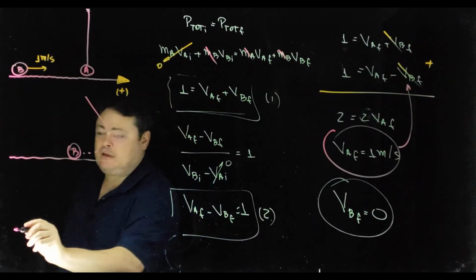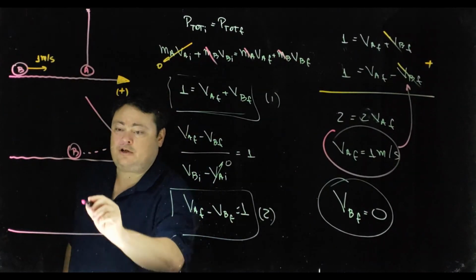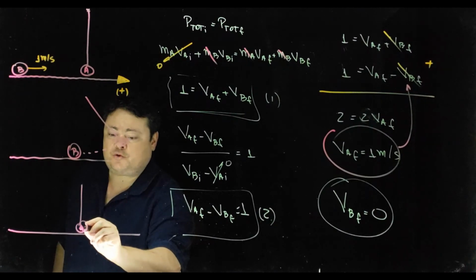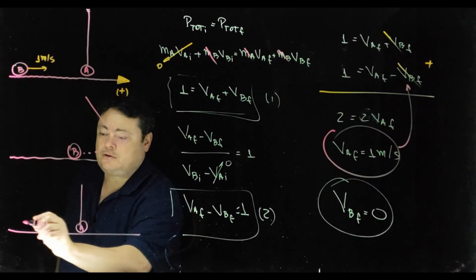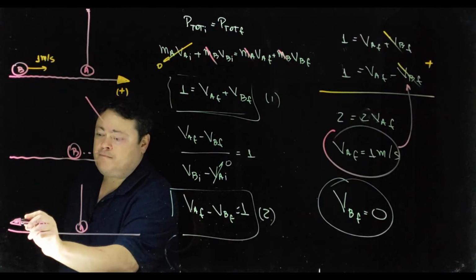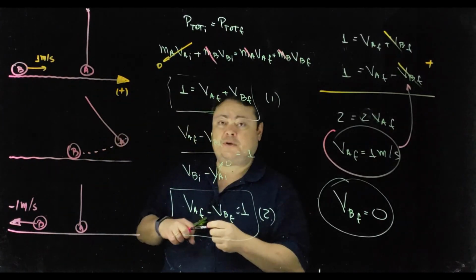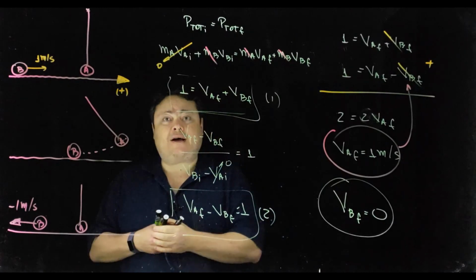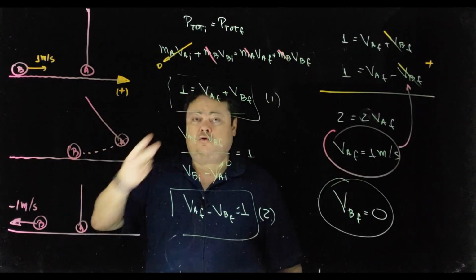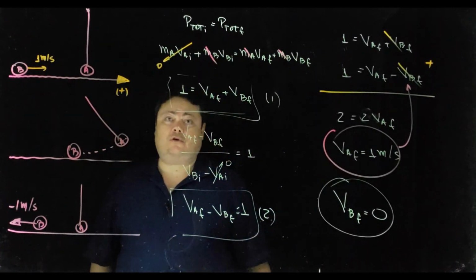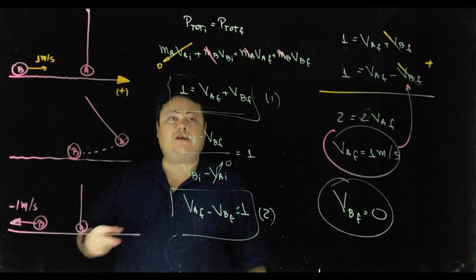And when that happens, they will undergo another elastic collision where they're going to again switch velocities. So VB will end up moving to the left with a velocity of -1 meters per second, and A will end up at rest. And they undergo two completely elastic collisions. That's kind of an interesting problem.